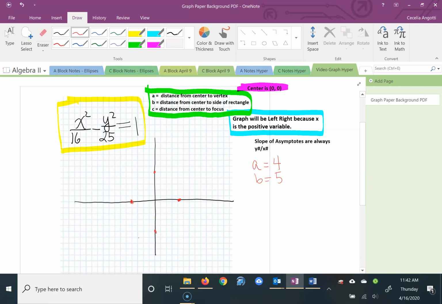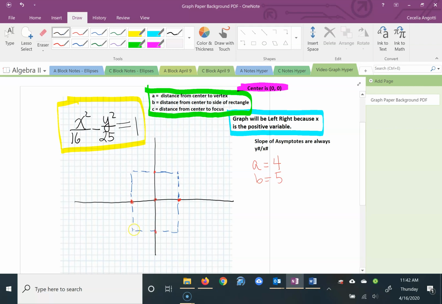Okay, now that I have those locations, I'm going to use that information to build a rectangle, and that rectangle will look like this. Again, using the boundaries from the A and the B to create that shape. Now, with those boundaries, and again, our center was at (0, 0), if you were doing this on paper, you'd take a straight edge and draw in your asymptotes.